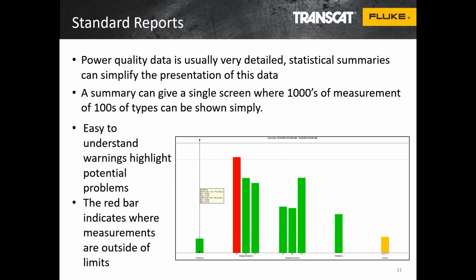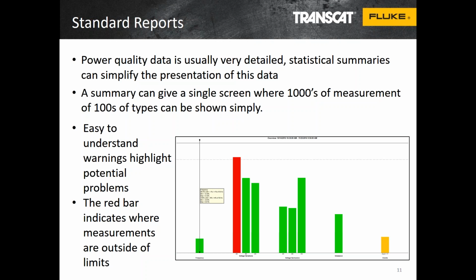On here we can see a lot of readings. Sorry, we've got thousands of measurements of hundreds of types, and we're presenting them on this simple graph. We have examples of where we're measuring frequency, voltage variations, voltage harmonics, unbalance, and events. We're putting those into this presentation where we created what we call a limit line. That's the dotted line.